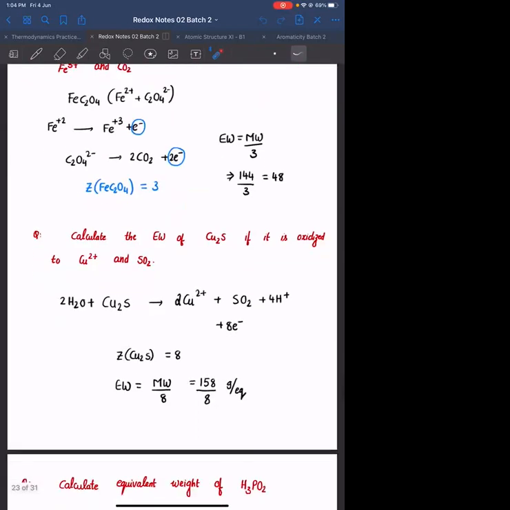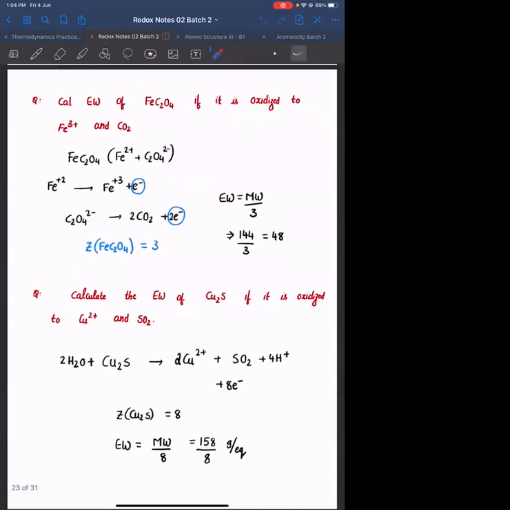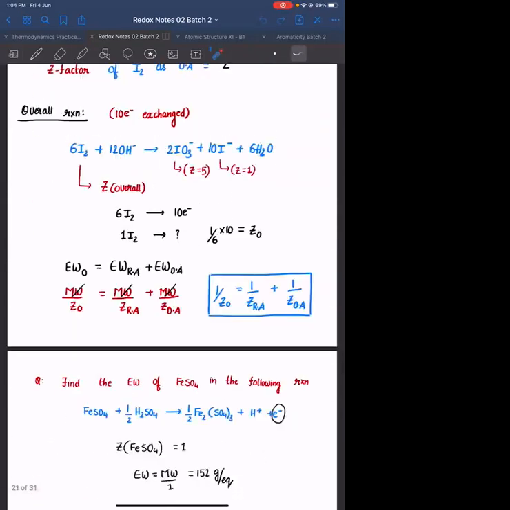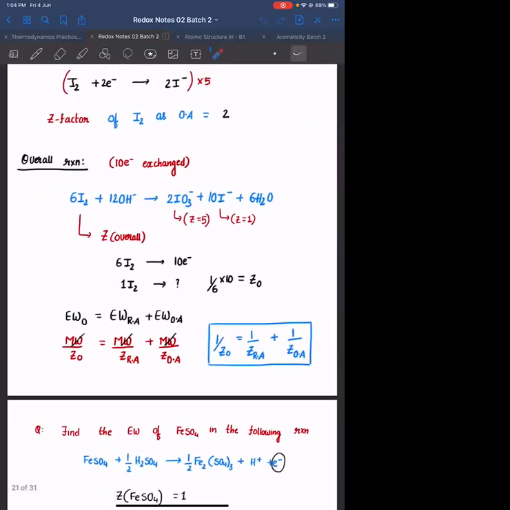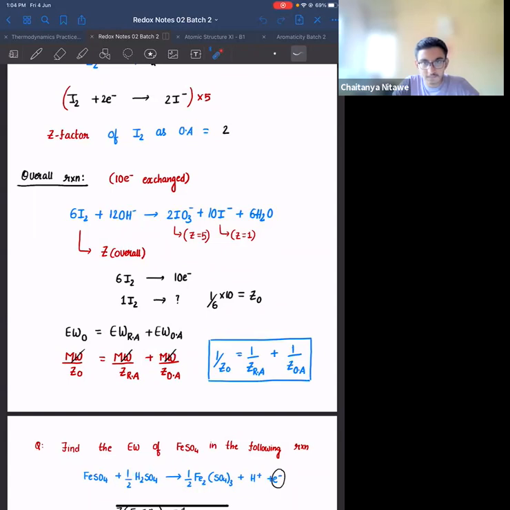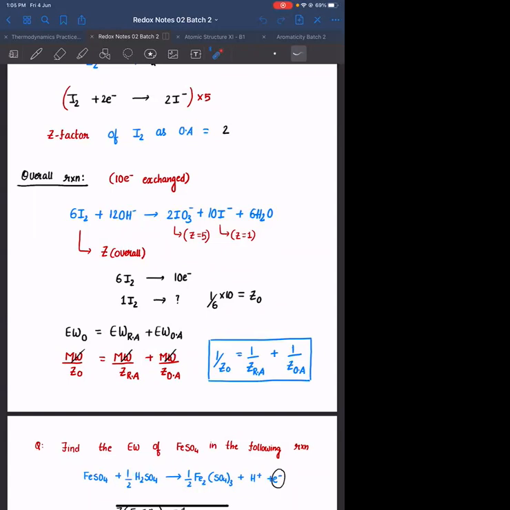You can use this formula, or else you can use in the overall reaction, see for the total number of electrons exchanged. If you see for the total number of electrons exchanged, then you can calculate the overall Z factor. Like in this particular case, what are the total electrons exchanged? The total electrons exchanged are 10 electrons. So the number of electrons exchanged per molecule will be 10 upon 6. So the overall Z factor will become 10 upon 6. You can also get that using the half reactions or using the Z factors of oxidizing agent and reducing agent.